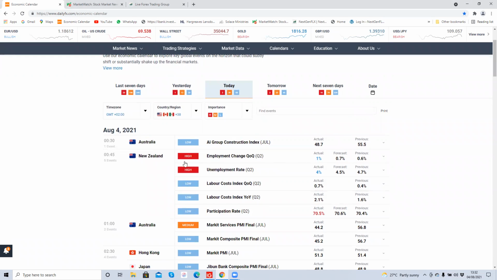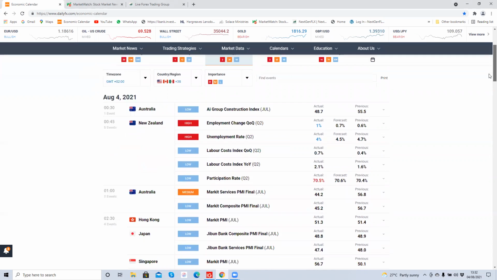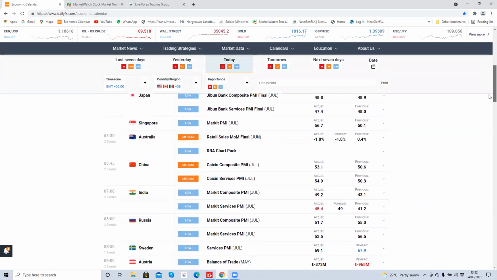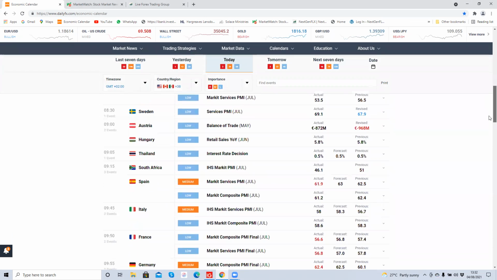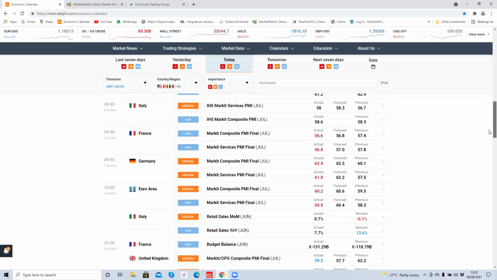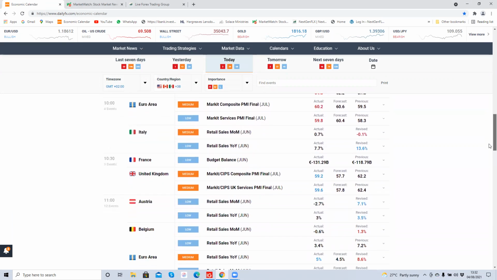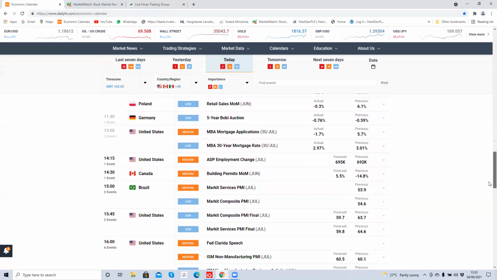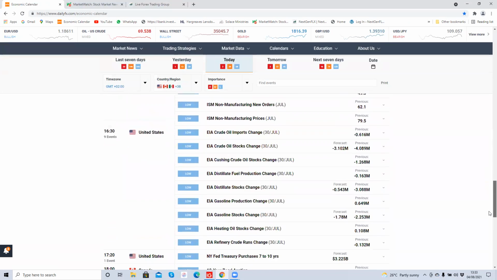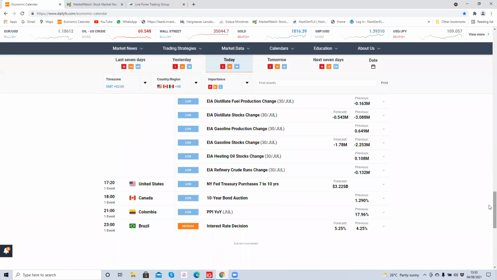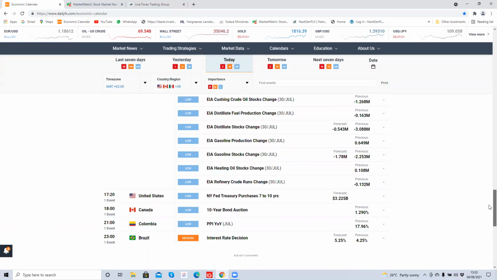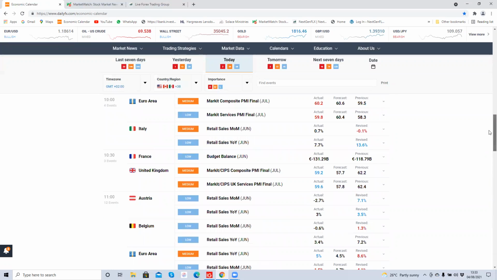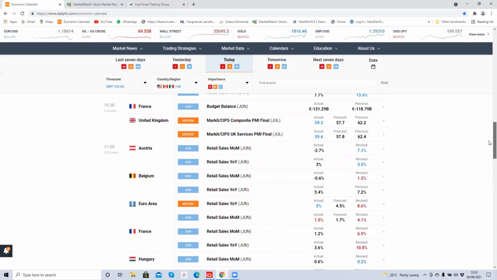So we can see this report from New Zealand has come and gone. You can just about ignore all these reports of low importance. And you can see there are no reports of high importance due out today. So there are no reports of high importance, so we can go ahead and trade. Well, let's just see if there are any reports of medium importance to note.